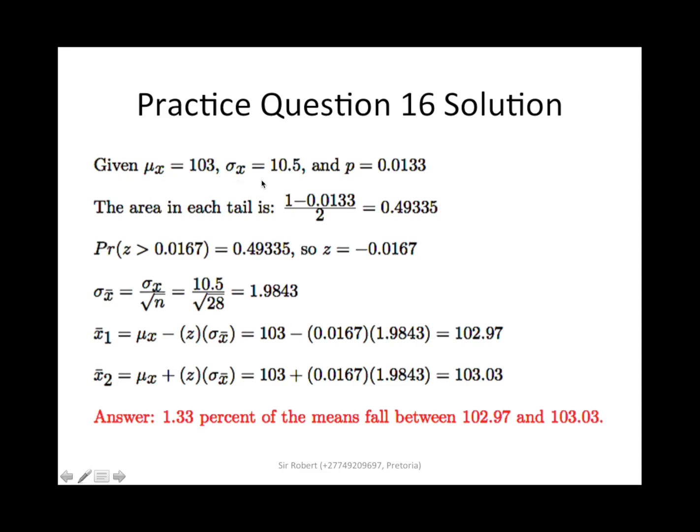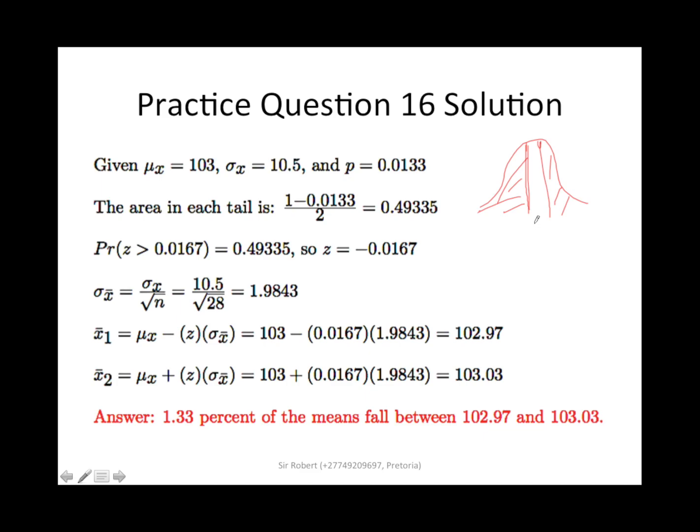Given this one and your proportion of this one, the area in each tail is 1 minus. So now, for the area, remember, you only want the middle part on this one, see? We don't want the tails, because remember, your question is clearly that which is between those two, the range.